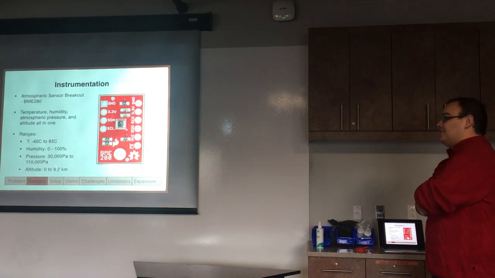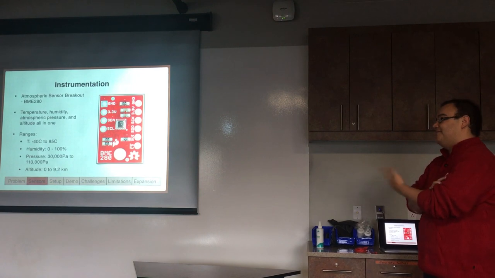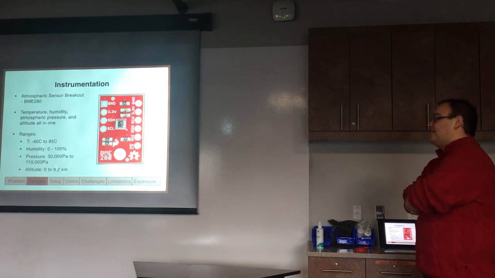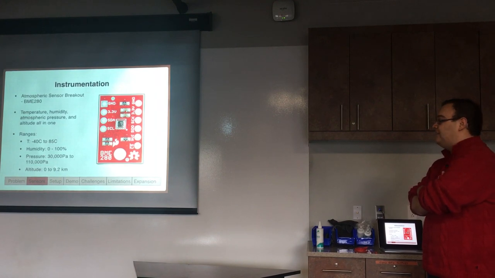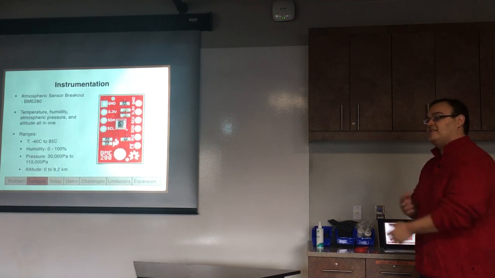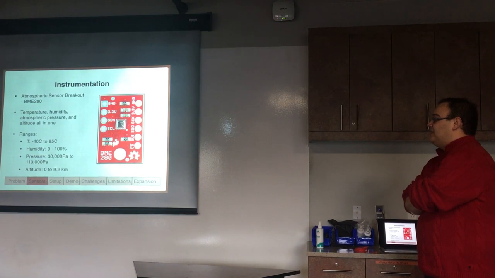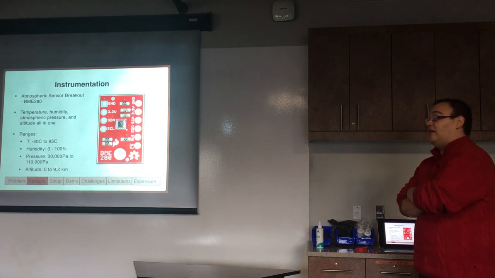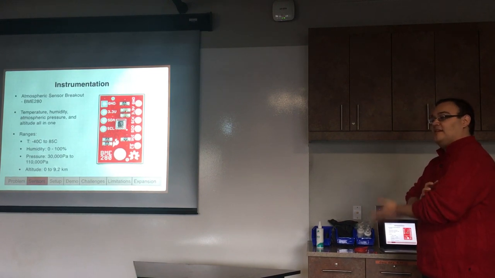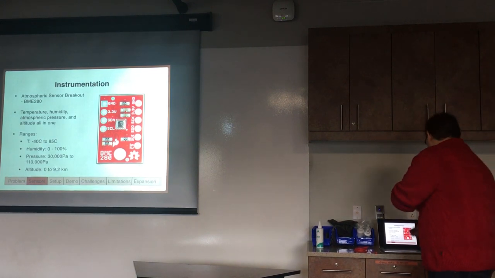They can monitor the temperature, humidity, relative humidity, pressure, and altitude all at once. So it's a really pretty cool little device. The ranges are also shown here, where you have the temperature ranging from negative 40 to 85 degrees C, so it's a pretty big range. You have a full sweep of humidity, pressures up to around atmospheric, and elevations up to around 9 kilometers, so it's a pretty long distance you can get there.